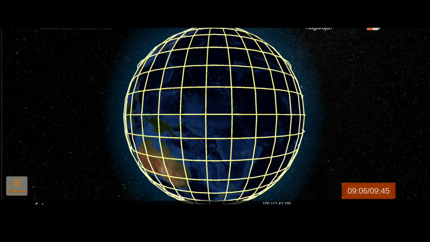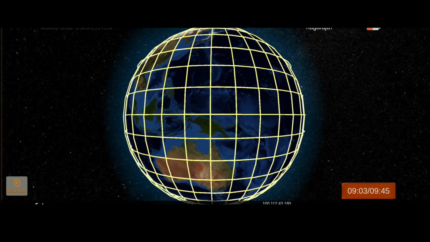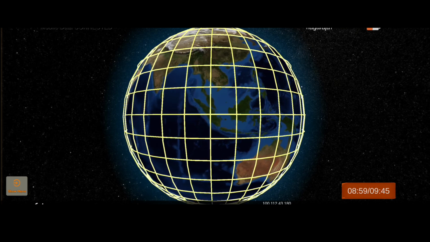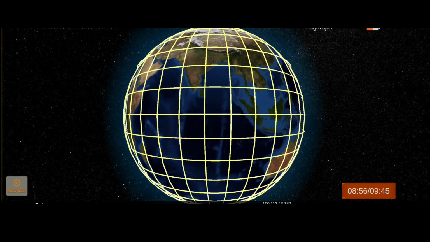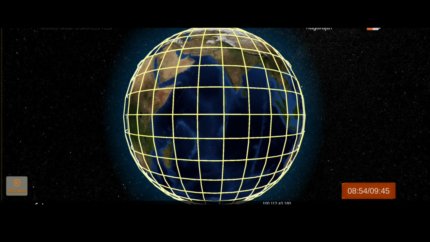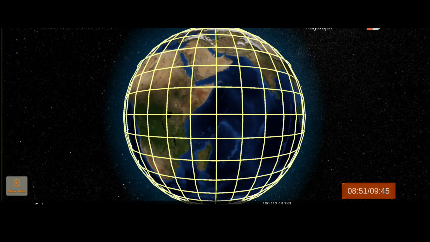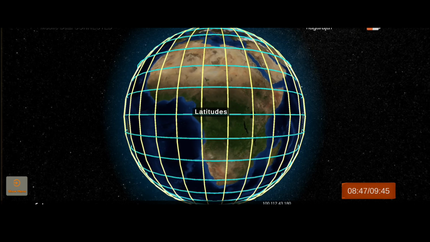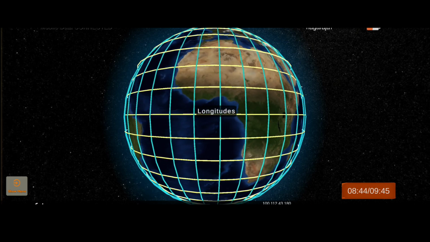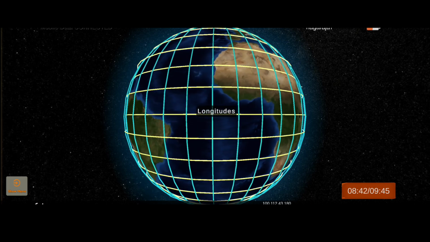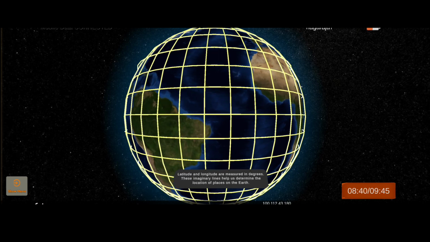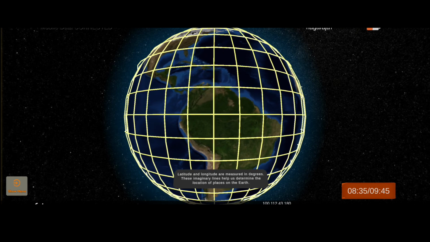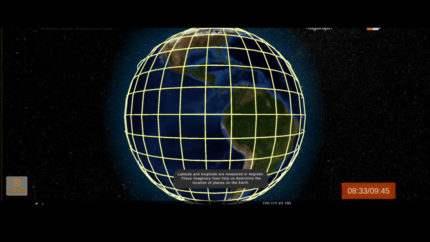Look here, we can observe these imaginary lines on the Earth's surface. Here, the horizontal lines are called latitudes, while the vertical lines are called longitudes. Latitude and longitude are measured in degrees. These imaginary lines help us determine the location of places on the Earth.